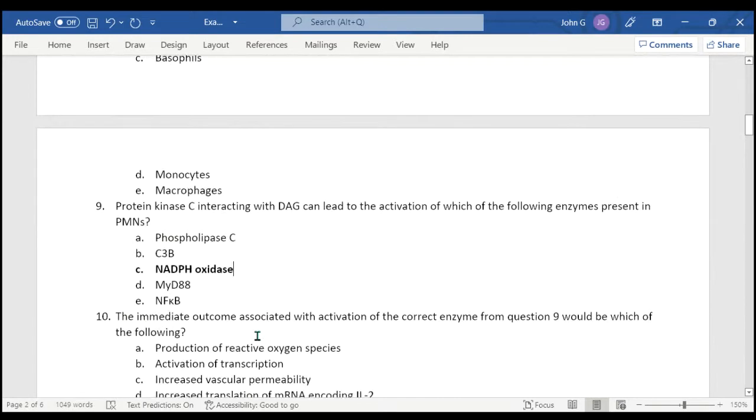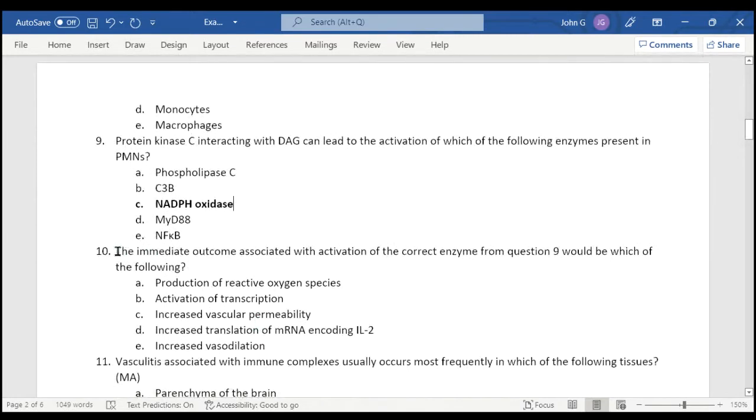So the answer to number 10, where it says the immediate outcome associated with activation of the correct enzyme from question 9 would be which of the following? NADPH oxidase produces reactive oxygen species. It produces superoxide anion from oxygen.